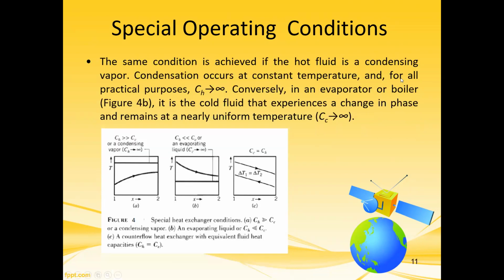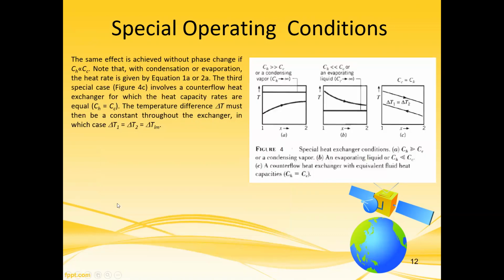The same condition is achieved if the hot fluid is a condensing vapor. Condensation occurs at constant temperature and, for all practical purposes, Ch approaches infinity. Conversely, in an evaporator or boiler, figure 4b, it is the cold fluid that experiences a change in phase and remains at a uniform temperature. Cc approaches infinity. So this is for evaporating, and the temperature of the hot fluid decreases. The same effect.